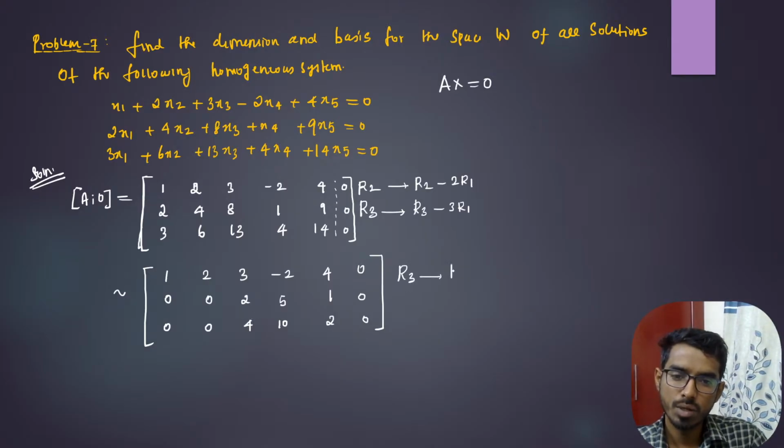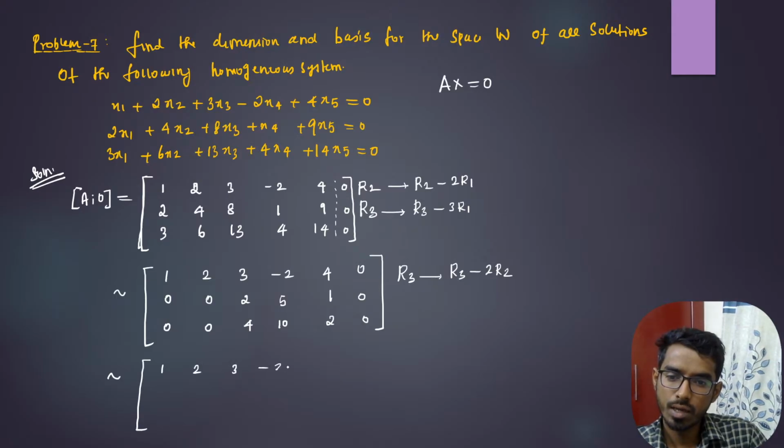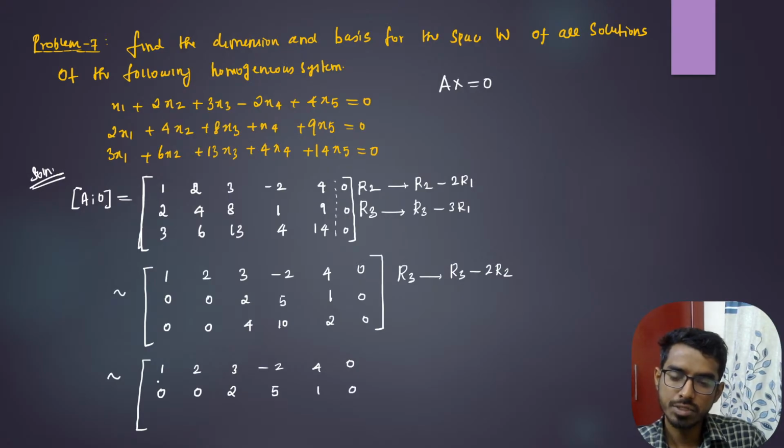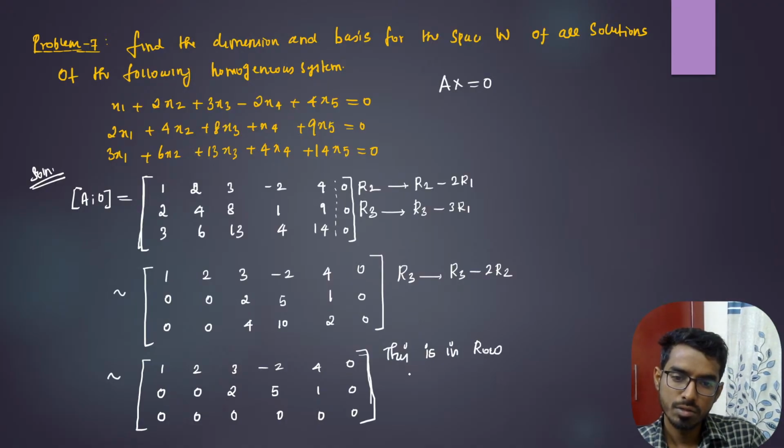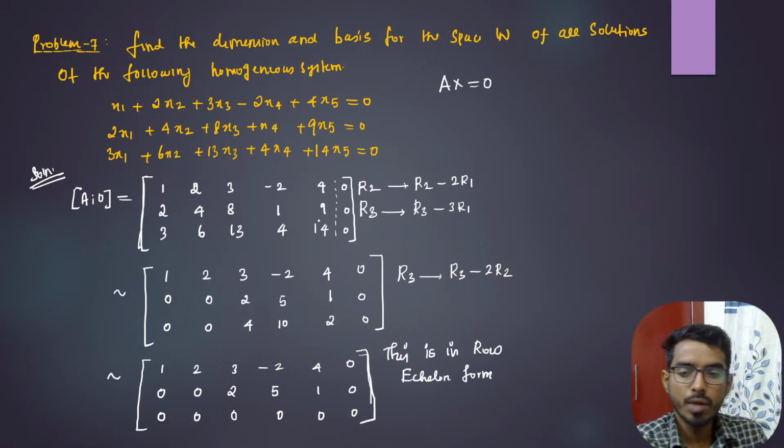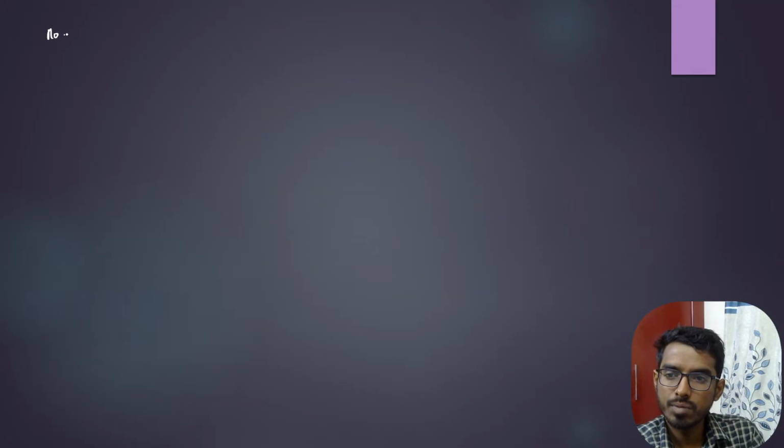So R3 is transformed to R3 minus 2 times R2. This is equivalent to 1, 2, 3 minus 2, 4, 0. This is 0, 0, 2, 5, 1, 0. You multiply 2 and then you subtract. So this entire row becomes 0, right? So this is in row echelon form. And what is the rank? Rank is 2, right?